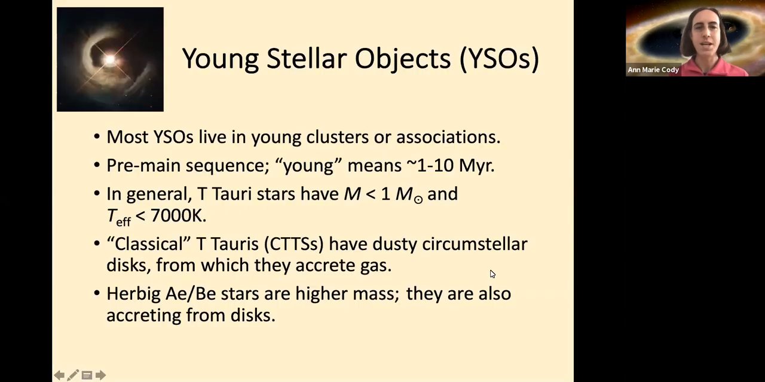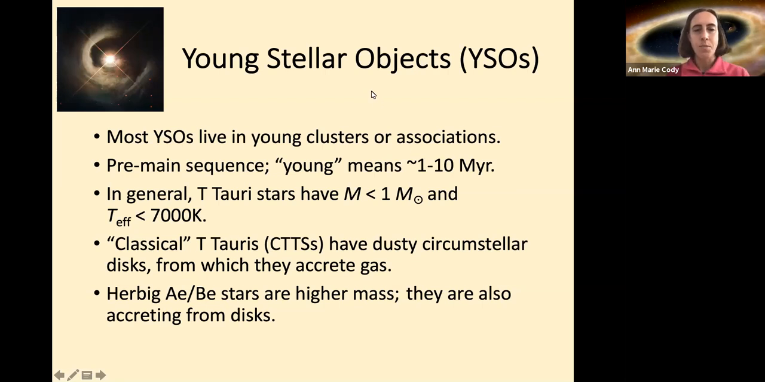So let's jump right in. What is a young star, otherwise known as a young stellar object, or YSO? You may have seen beautiful pictures of nebulae of dust and gas in our solar neighborhood. These are where young stars form. Many of them are born in young clusters or associations. And by young, we mean an object that is generally in the 1 to 10 million year age range.